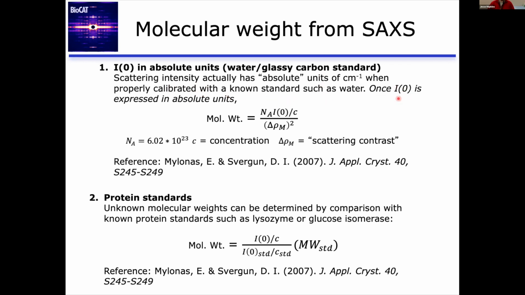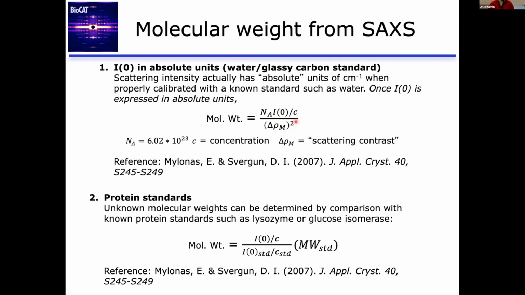Once you have this I(0) in absolute units, the molecular weight can be calculated by this formula, where you have the concentration, you have the scattering contrast, which you can calculate from your buffer or use just a generic factor for, and you have, of course, just alphabetical numbers.